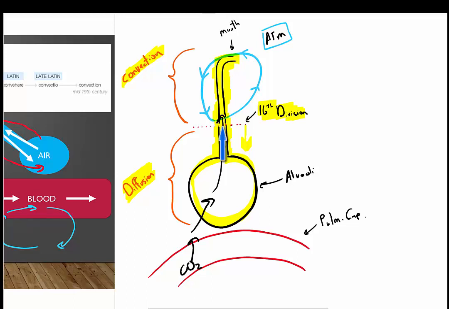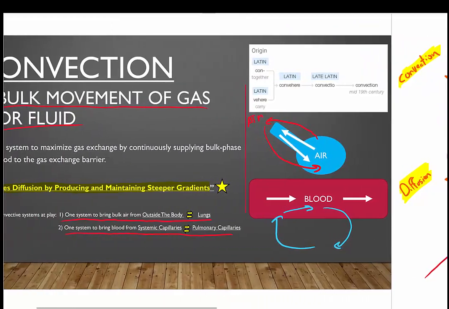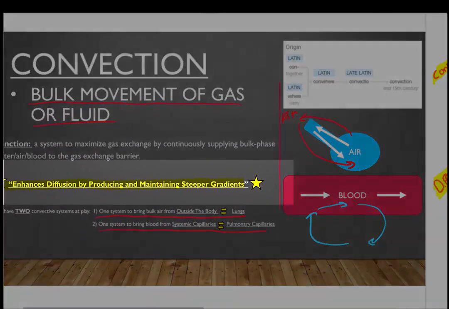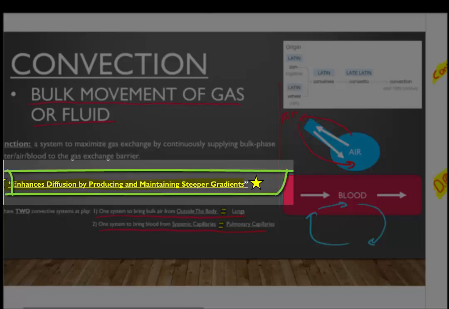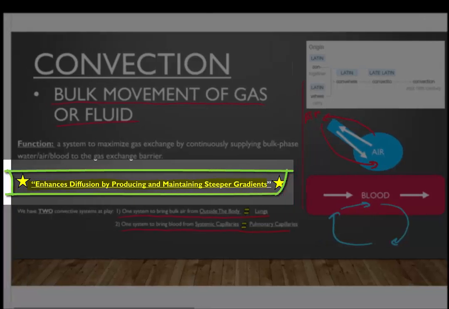Now, if convection were not present, what would happen is we would see equilibrium of CO2 with the alveoli and all the way up here as well, and we would see that CO2 would build up and O2 would decrease, because O2 is moving via diffusion into the pulmonary capillaries. So convection enhances diffusion by producing and maintaining those steep concentration gradients that we need in order for gas exchange to occur.